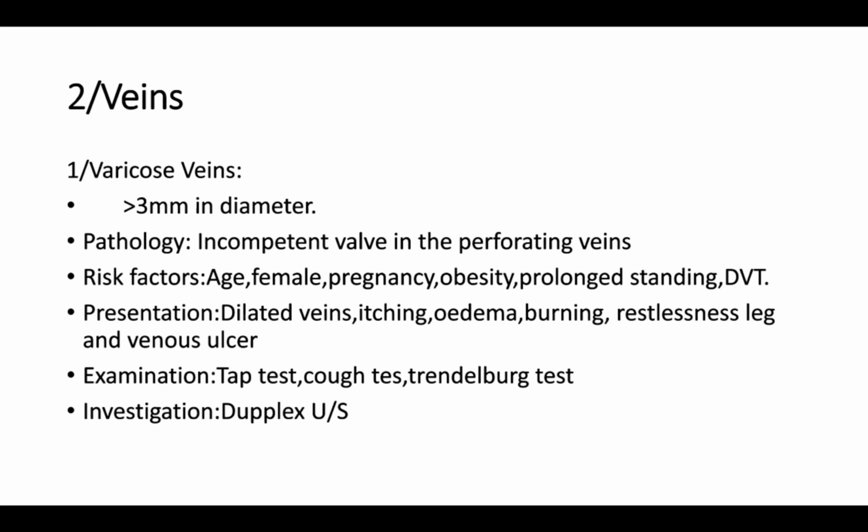We're going to tackle the vein next. The most important disorder of the vein is varicose veins, which are more than 3 millimeters in diameter. That's the cut-off for diagnosing a varicose vein. Pathology is incompetent valves in the perforating veins. You have a deep venous system and a superficial venous system that are connected with perforating veins. When the valves of these perforating veins are incompetent, that will cause varicose veins. Risk factors: age, female, pregnancy, obesity, prolonged standing, and previous DVT.